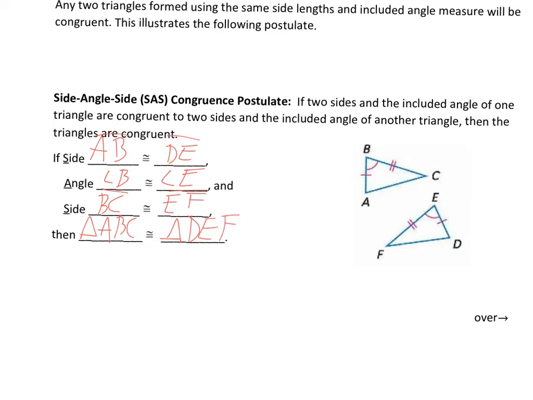We take a look at our figures. Well, here's our AB, the same congruency mark as DE. Here's our angle B with the same congruency mark as angle E. Here's our side BC with the same congruency mark as side EF, meaning that triangle ABC is congruent to triangle DEF as per the side-angle-side congruence postulate, or the SAS congruence postulate.